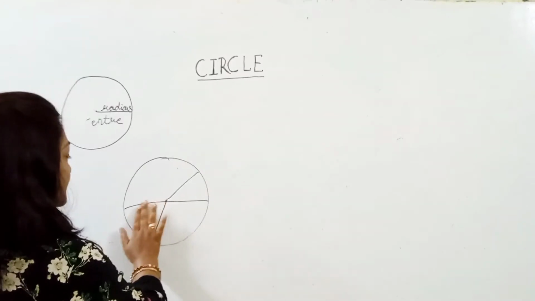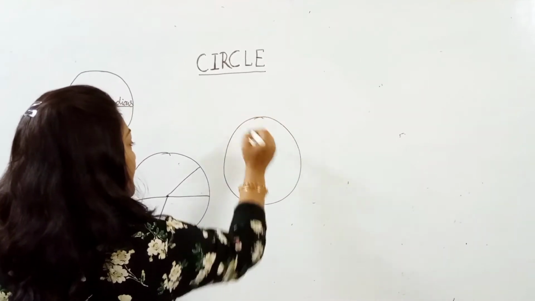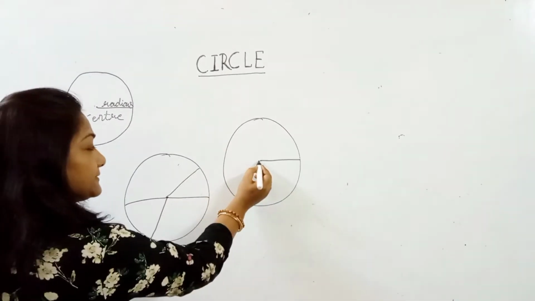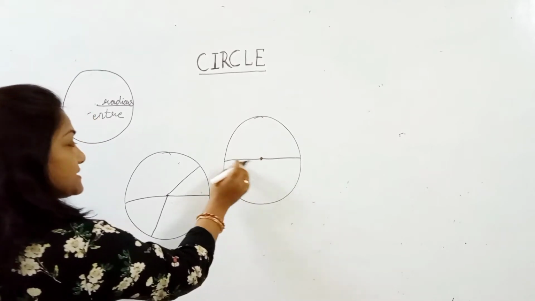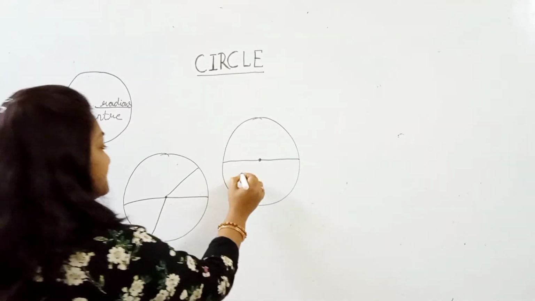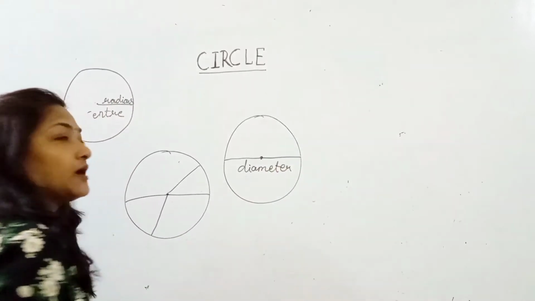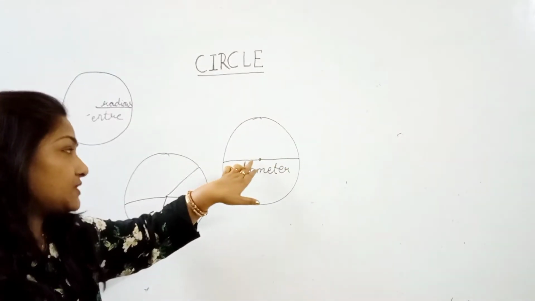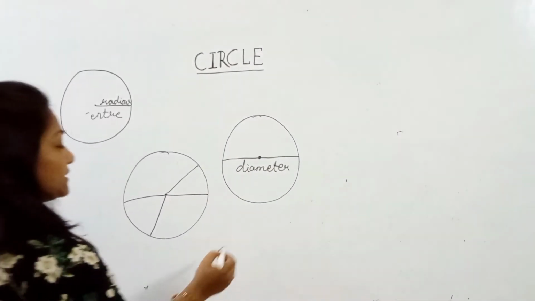Now we consider another circle. This is the center and this is the radius. Double of the radius is the diameter. That is known as your diameter. The line which passes through the center is known as your diameter.